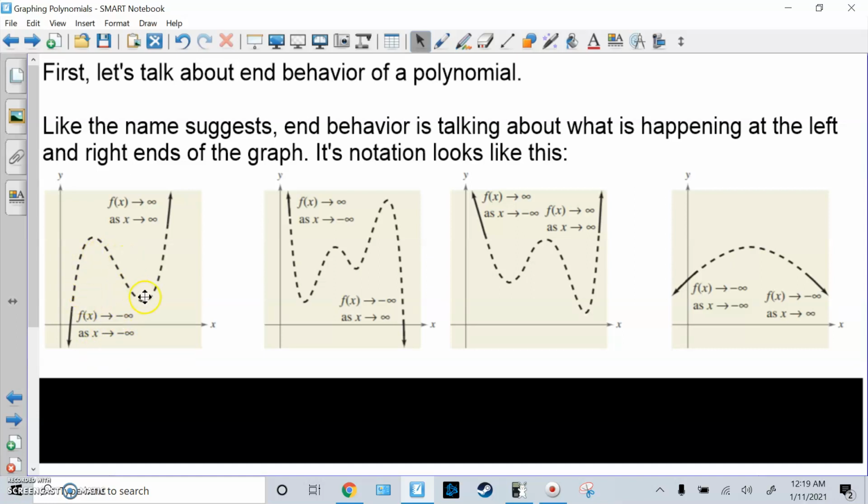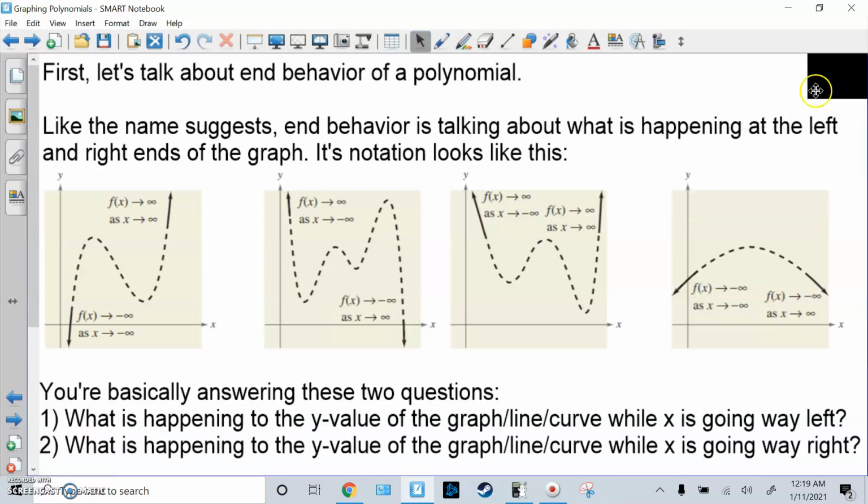So it doesn't matter what this dotted line stuff is. We only care about the end, the left end and the right end. So over here, this is going up as x goes left, and it's going down, negative infinity, as x goes right. Here, as x goes left, y goes up. As x goes right, y goes up. Here, as x goes left, y goes down. As x goes right, y goes down.